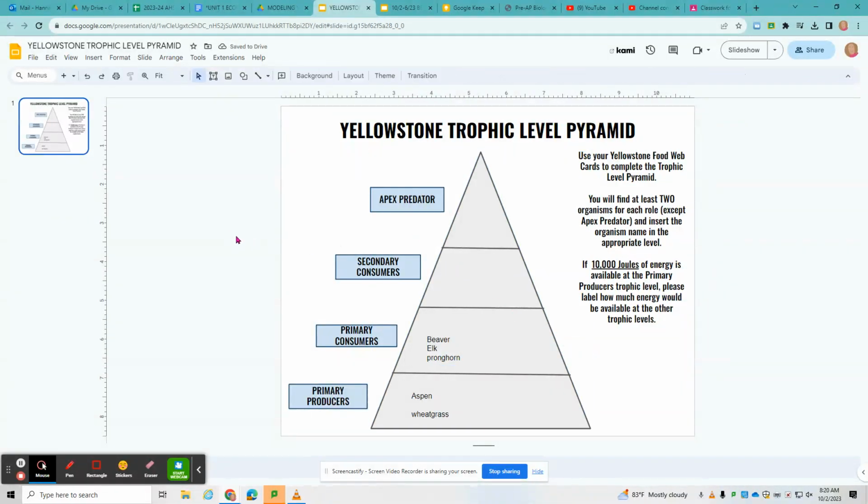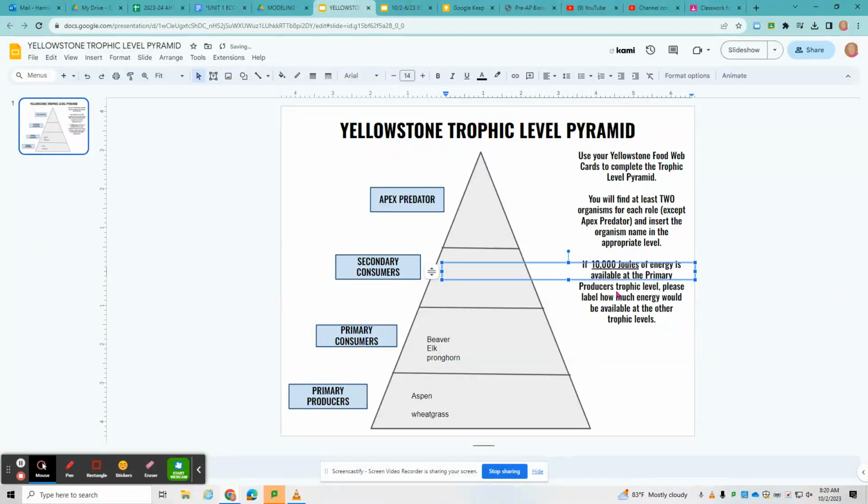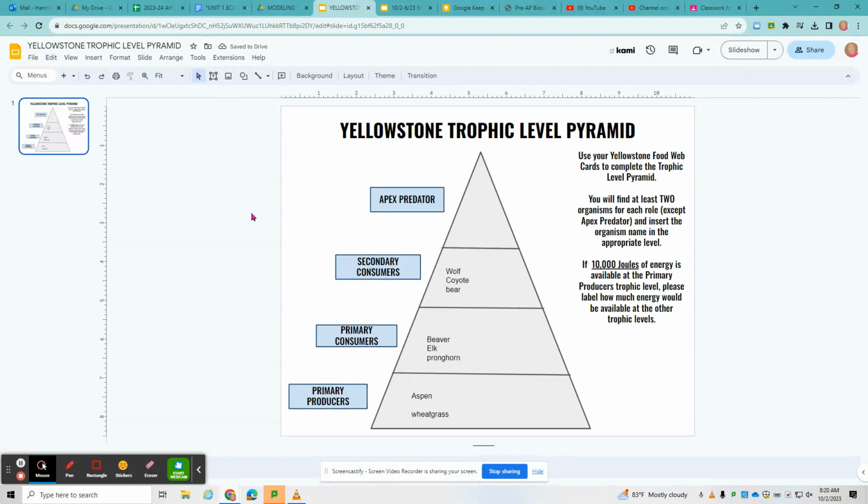Secondary consumers, these are the things that ate those organisms. We had a wolf. We also had a coyote. We also had a bear. Okay. And then lastly, we're looking for apex predator. So basically, the apex predator is going to be whatever did not get eaten by anything else. So in this situation, for the most part, we're going to consider that the wolf, but we're not going to fill that one in for this time.